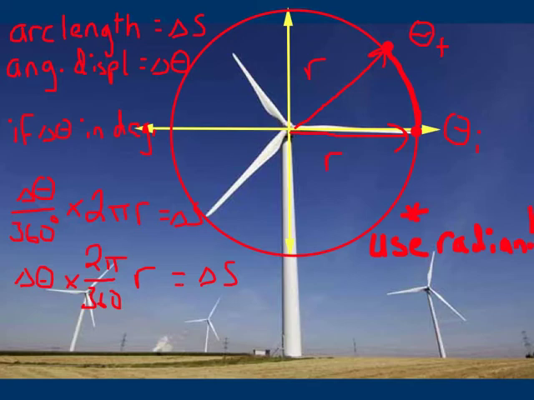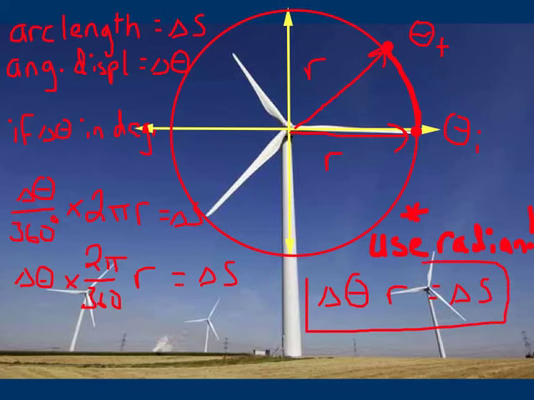If I put this in radians to begin with, then the relationship between the angular displacement, which is delta theta, and the arc length, which is delta S, is that I just multiply the angular displacement by the radius. And that gives me the distance that it actually traveled. It's a fairly simple relationship, and this is the utility of radians. This is what radians were invented for, so to speak.